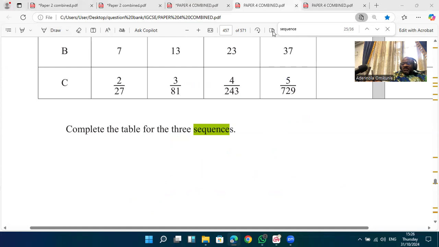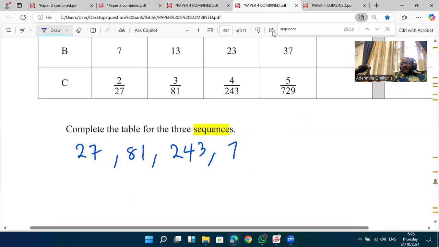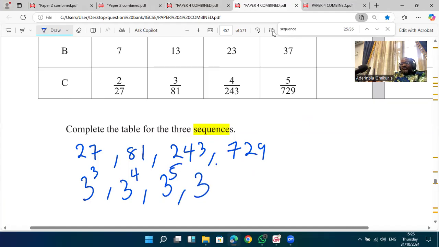Okay, so let's look at this one. I'm particularly interested in the 27, the 81, the 243, and the 729. We can do them together. So look at the 27. Again, this is 3 to the power of 3. This is 3 to the power of 4. This is 3 to the power of 5. And this is 3 to the power of 6.